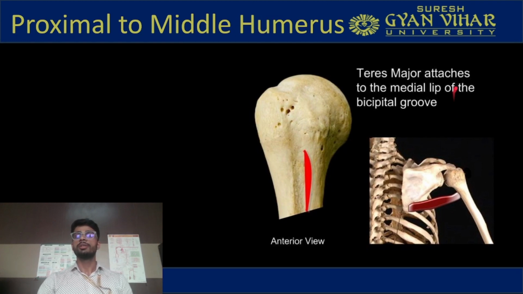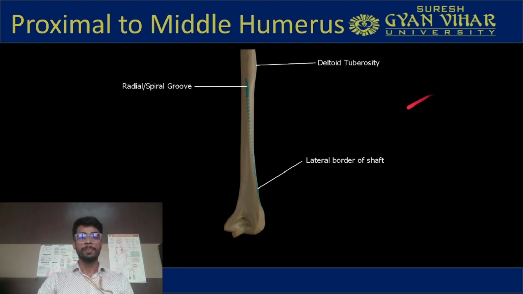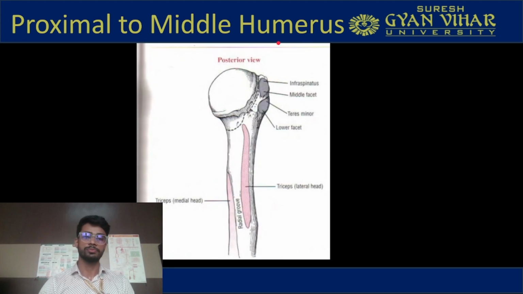Now the teres major muscle also attaches to the bicipital groove, as we all know. This is the radial groove or spiral groove. Over here is the groove for the radial nerve. Whenever there is a fracture of the humerus, there are chances for this radial nerve to get injured, which can result in paralysis, which we call wrist drop. This is the clinical anatomy that we must know. Now on the proximal to middle humerus, your infraspinatus muscle is there, your teres minor is there, and this is the lower facet. The triceps lateral head attachment is present over here, and the triceps medial head attachment is present over here. This is upper to the radial groove, and this is lower to the radial groove.